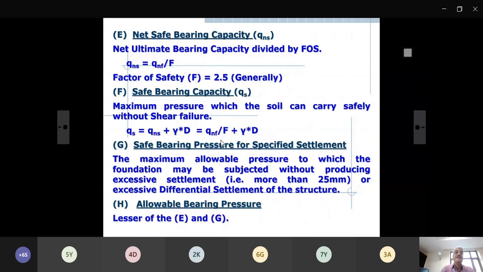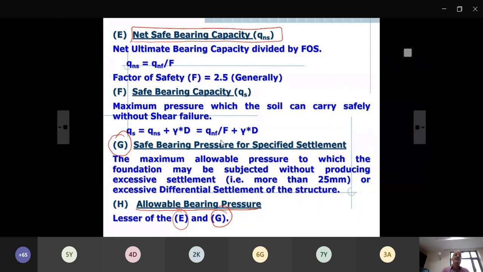And finally there is something called allowable bearing capacity. Let me tell you, many times in drawings you use the word safe bearing capacity, but actually what is meant is allowable bearing pressure. Please always be very clear about this. Allowable bearing pressure is the lesser of the two: your net safe bearing capacity, QNS, and your safe bearing pressure from specified settlement.